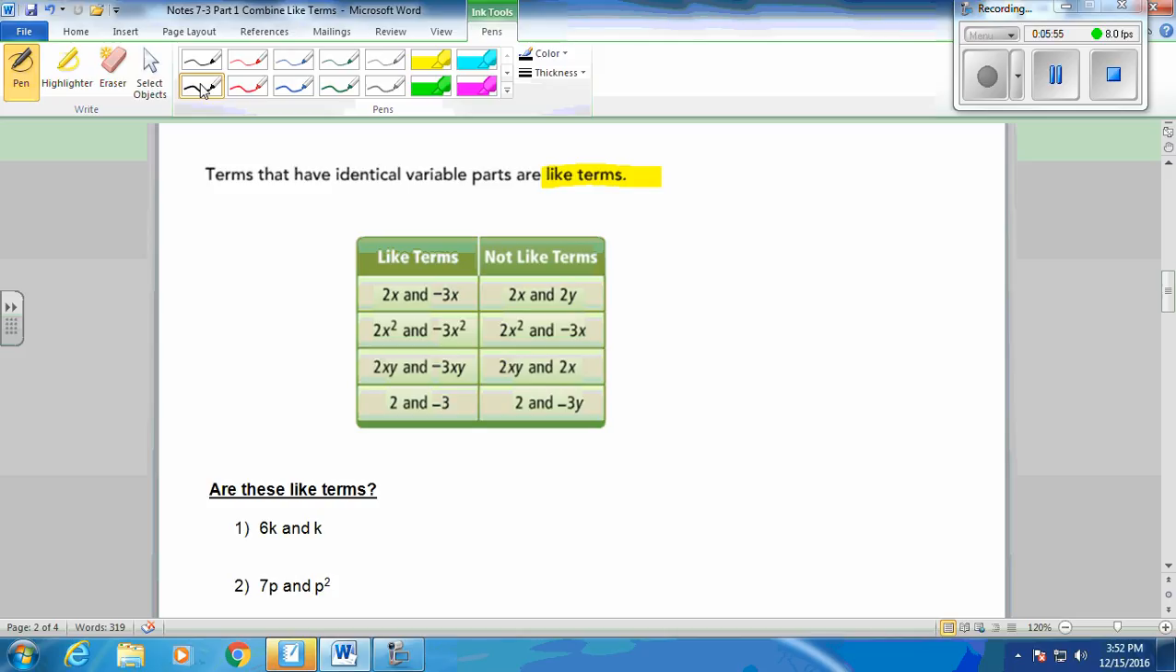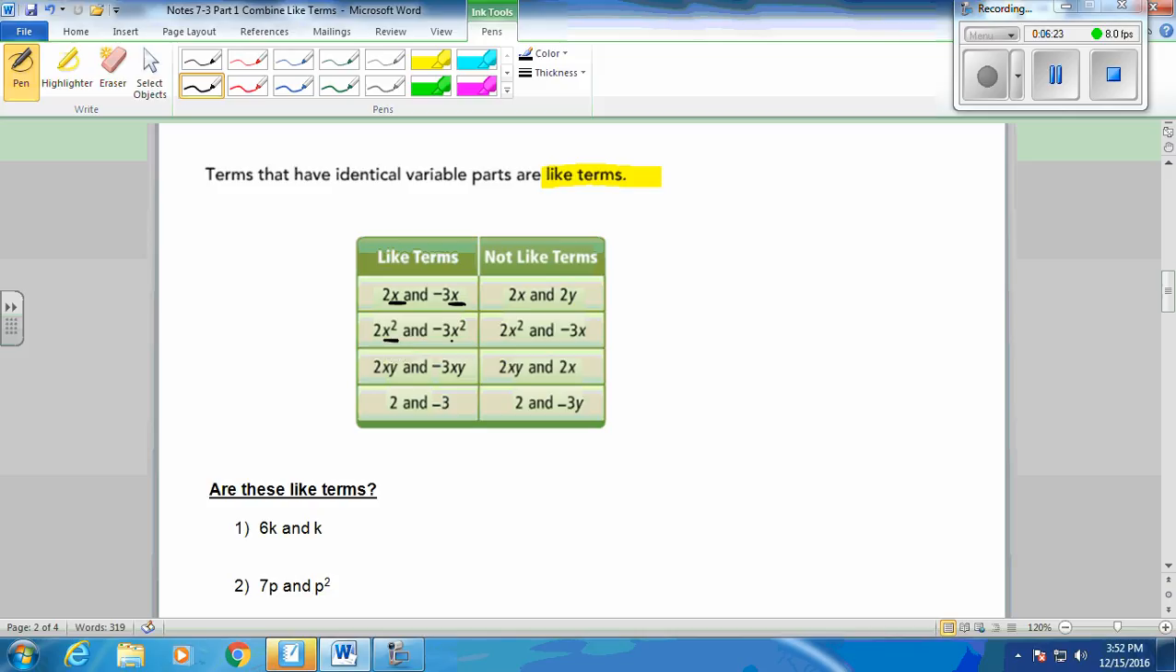They are showing you on the left the like terms, and on the right the terms that are not like. I want you to notice that all of the like terms have identical variable parts. This one has an x and this one has an x. They are considered like terms only because of that x. It has nothing to do with the coefficients in front of them. One is positive, one is negative. That's perfectly okay. It's just the variable we're looking at.